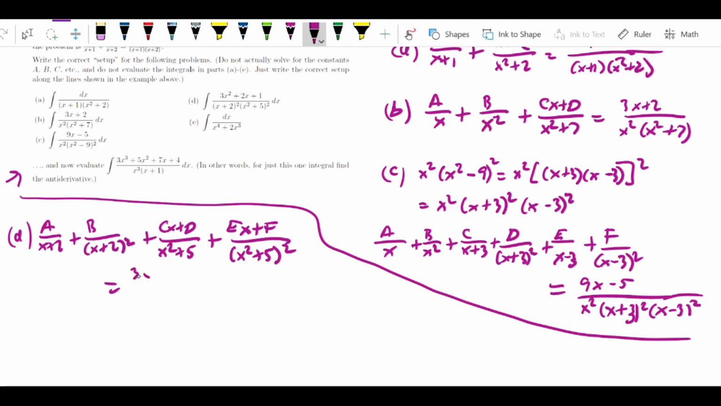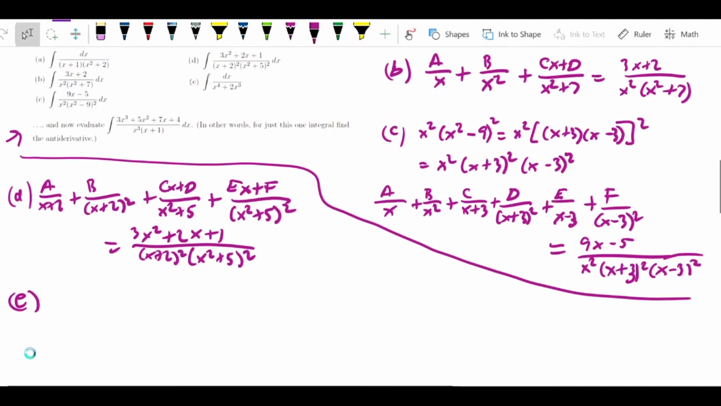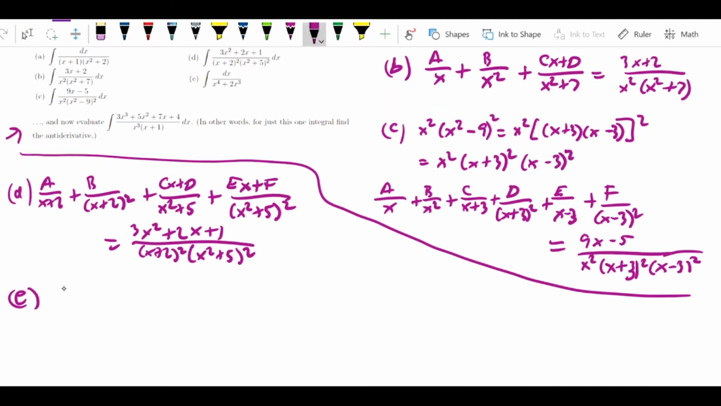And that's, of course, just going to equal 3x squared plus 2x plus 1 over x plus 2 squared, x squared plus 5 squared. And finally, E. It doesn't look like we have anything, since we have what looks like a quartic function. That's the name for a fourth degree function. But actually, if we factor it, what we'll see is that that's just going to equal 1 over, I'll factor out the x cubed, and that becomes x cubed x plus 2.